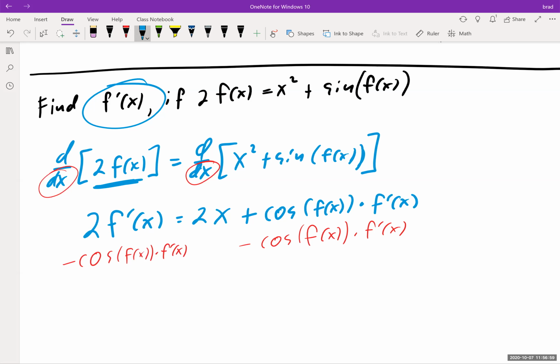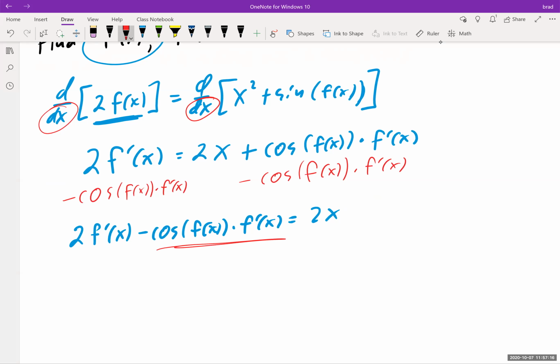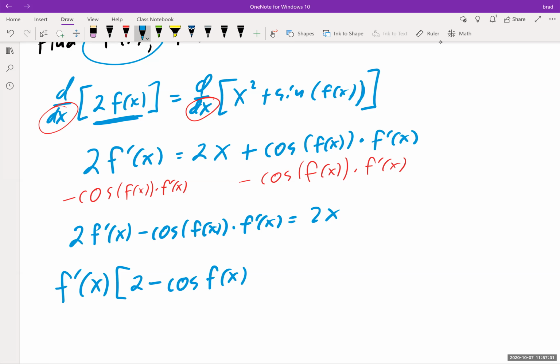And again, you could probably do this step in your head, but I'm just going to write it out. 2 f prime of x minus cosine of f of x times f prime of x equals 2x. Now I notice that this and this both have an f prime. So what do you do when two pieces of addition or subtraction have the same thing in common? We're allowed to factor. So I'm going to factor out f prime. And what does that leave behind? That leaves behind a 2 minus a cosine f of x, right, equals 2x.